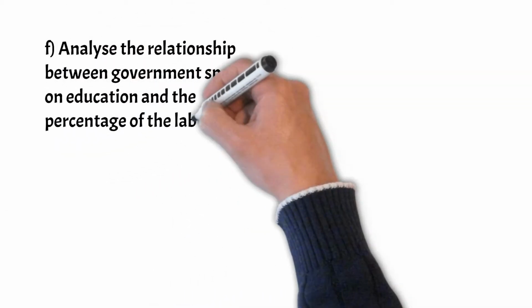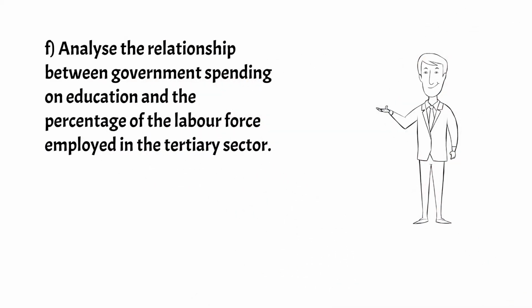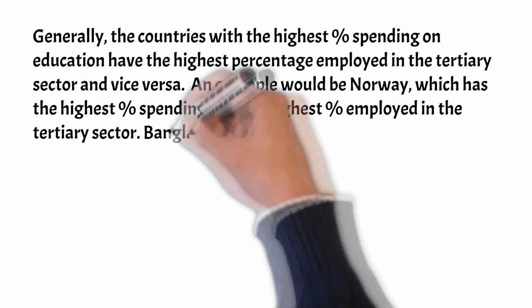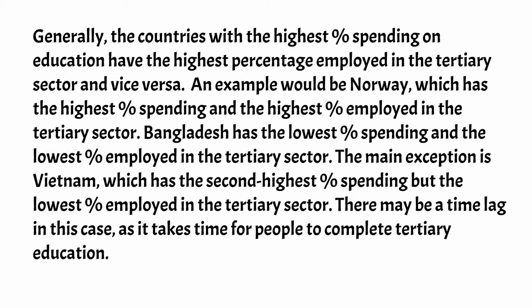The questions are slowly getting harder. Analyze the relationship between government spending on education and the percentage of the labor force employed in the tertiary sector. Again, this is an analysis question. Generally, the countries with the highest percent spending on education have the highest percentage employed in the tertiary sector and vice versa. An example would be Norway, which has the highest percent spending and the highest percent employed in the tertiary sector. Bangladesh has the lowest percent spending and the lowest percent employed in the tertiary sector.